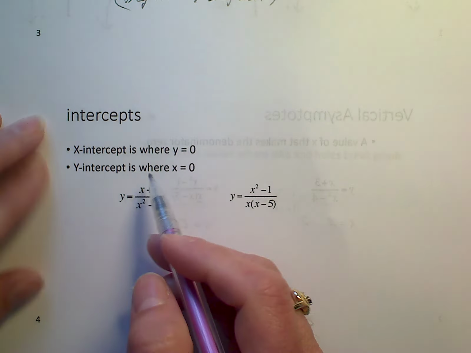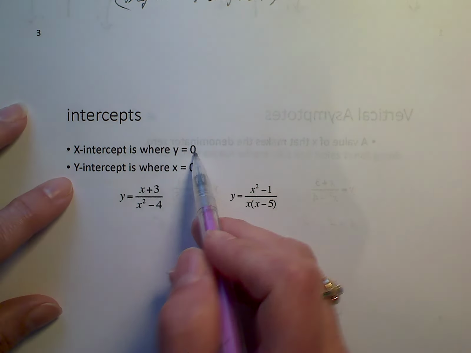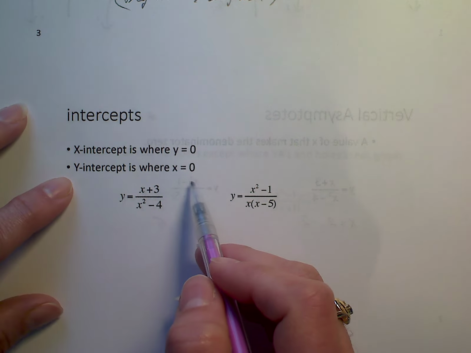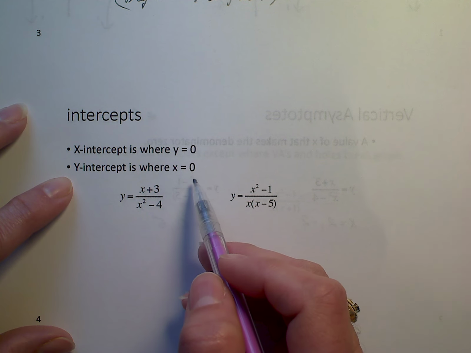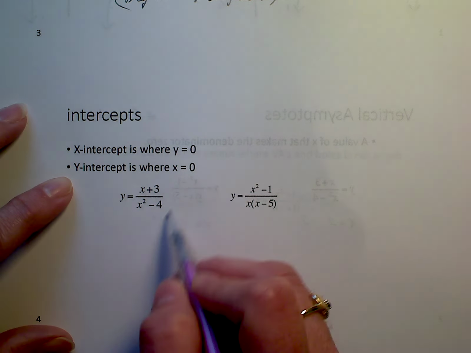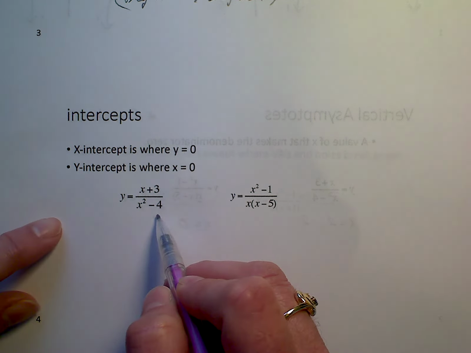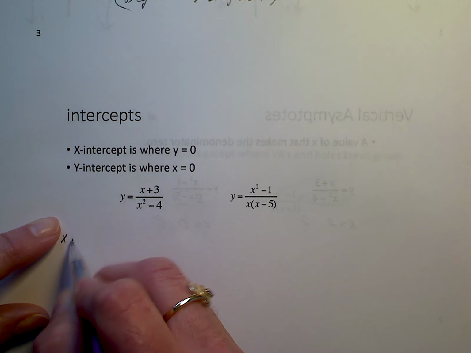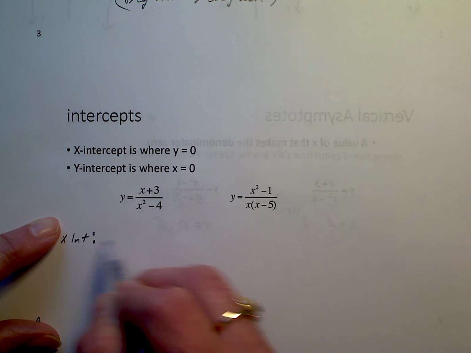Alright, the next thing is intercepts. The x-intercept is where y equals 0. The y-intercept is where x equals 0. Always, all the time, no matter what function we're looking at, okay? So let's look at this first one. The x-intercept is where y equals 0.